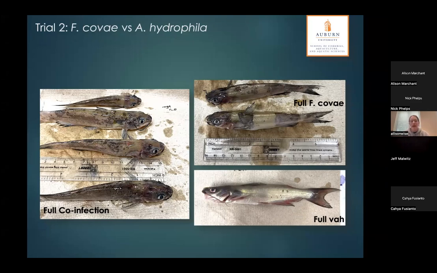And for the full co-infected fish, we saw some hemorrhaging externally around the gills and on the head. We really saw a lot of fin fraying and degradation of the skin, as you can see in these diseased fish, along with some exophthalmia. They also experienced a lot of internal hemorrhaging as well. So just like in trial 1, co-infected fish demonstrated clinical signs associated with both pathogens.